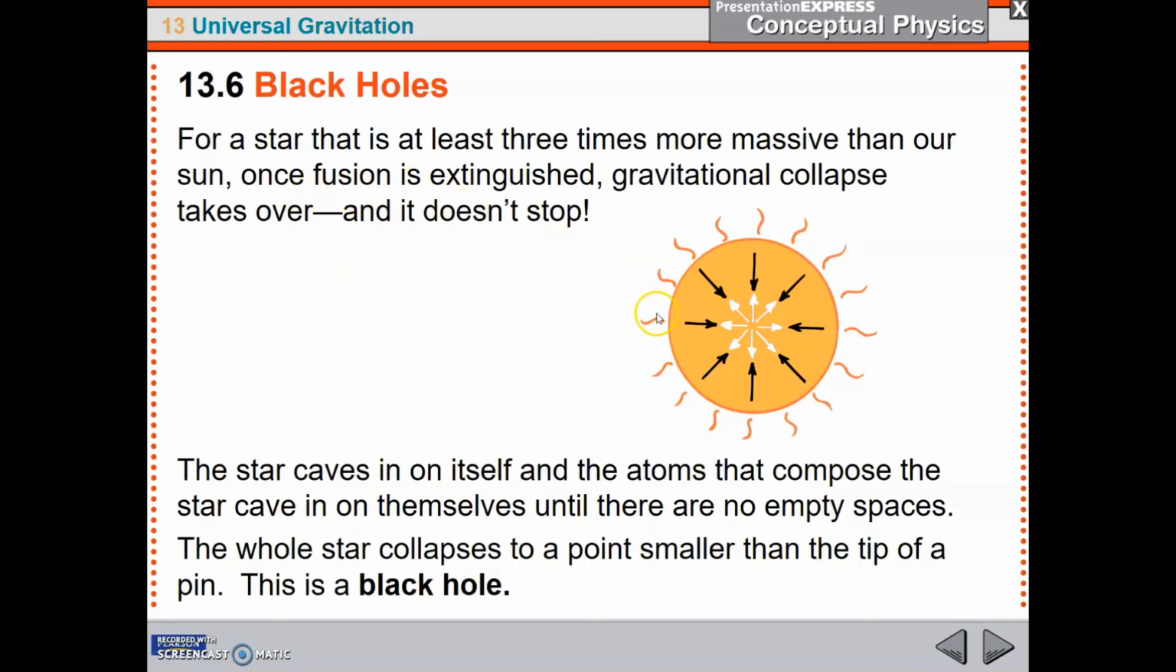Now, our sun will not turn into a black hole. But if you have a star that is at least 3 times more massive than our sun, once fusion stops, or fusion is extinguished, gravitational collapse takes over and it doesn't stop. So when the white arrows go away, the black arrows push it in and keep pushing, pushing, pushing. The star caves in on itself, and the atoms that compose the star cave in on themselves until there are no empty spaces. The whole star collapses to a point smaller than the tip of a pin. This is a black hole.